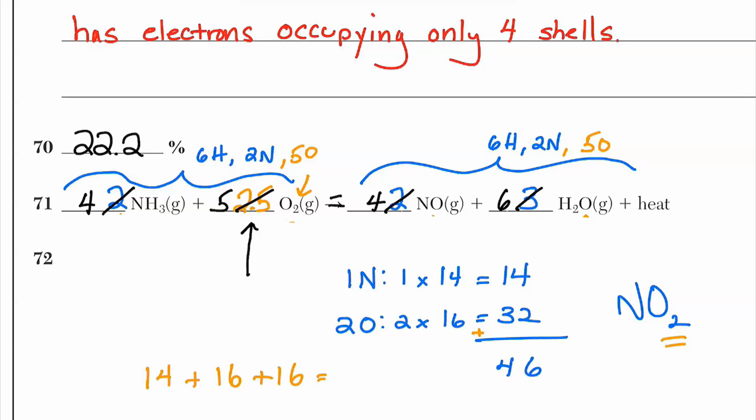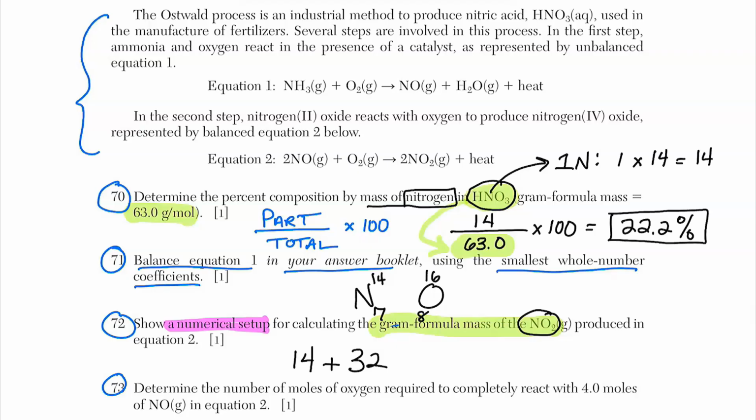Okay, so on to number 73. Number 73: determine the number of moles of oxygen required to completely react with 4 moles of NO. Your teacher may call this the stoichiometry problem, the mole-to-mole problem. It's a mole-to-mole problem, and it's always given with a balanced reaction. Anytime they're asking for the moles of something from the moles of another chemical, you need the balanced chemical reaction to do that.